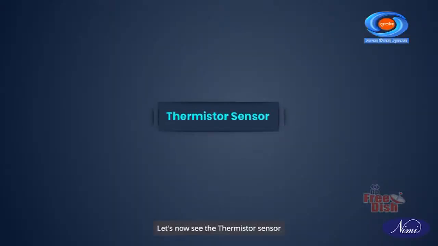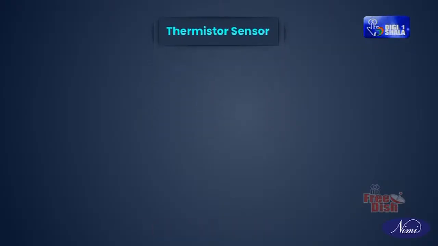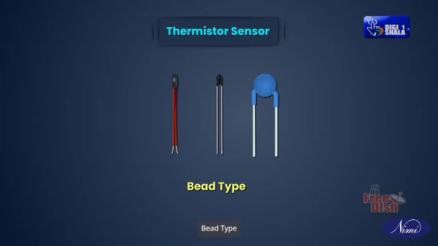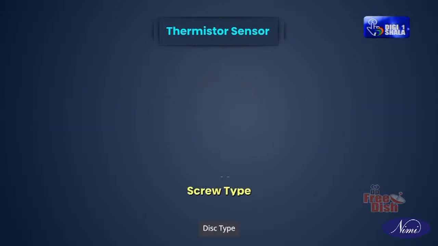Let's now see the thermistor sensor. A thermistor sensor is a type of sensor that utilizes a thermistor, a temperature-sensitive resistor, to measure temperature changes in its surroundings. They include bead type, probe type, disc type, and screw type.